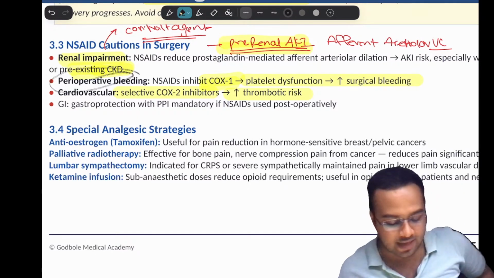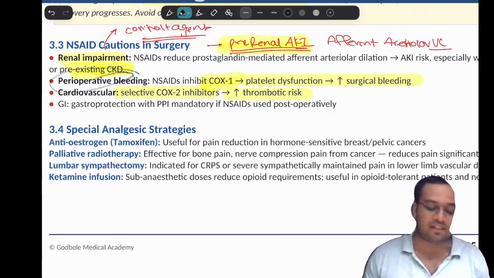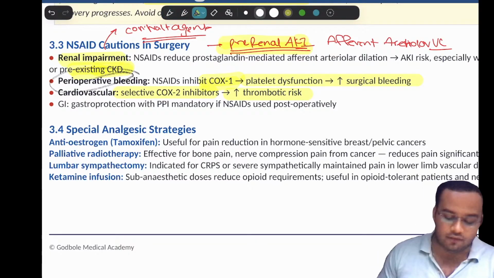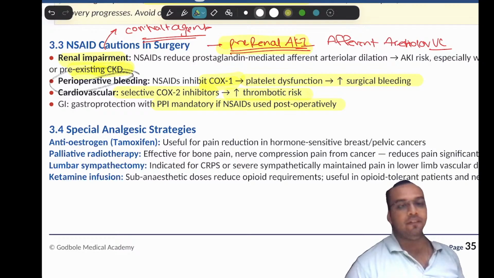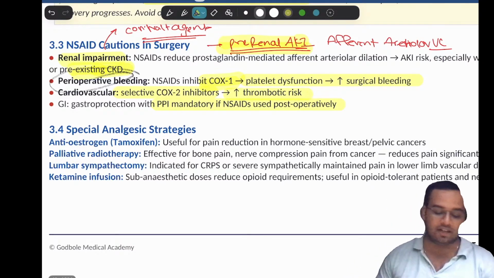And also for gastroprotection, the NSAIDs can cause stress ulcerations. Hence, always and always you are going to give a PPI along with NSAIDs. Whenever you are going to give NSAIDs to a patient, always make sure that you cover it with a PPI.